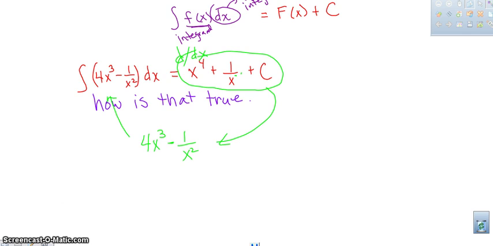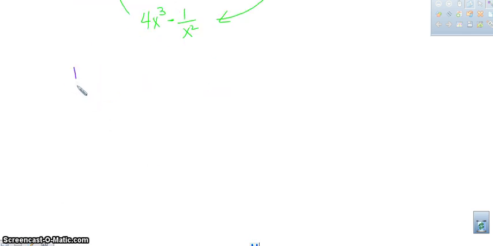Alright, so let's now try some basic rules of integration. I'm only going to go through a couple of them. We'll do more tomorrow.